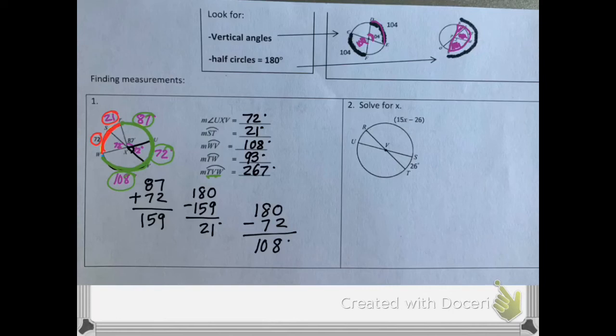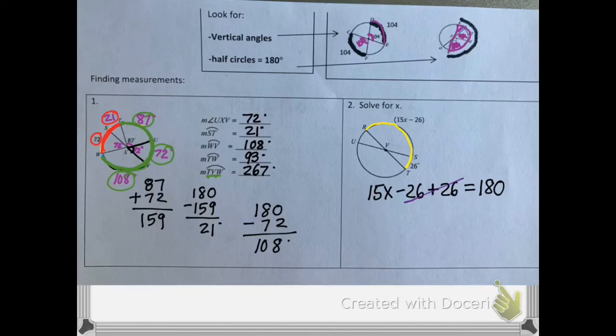For example 2, we're asked to create an equation from this picture and solve for x. So what I noticed so far in this picture is that our S has an expression to represent the arc. It's 15x minus 26, and then ST is 26 degrees. And if I connect both of those arcs together, they make 180 degrees. So that's an equation I can use in order to find x. 15x minus 26 plus the 26, those together make a half circle, which is 180 degrees. So that is one route I can use in order to solve for x.